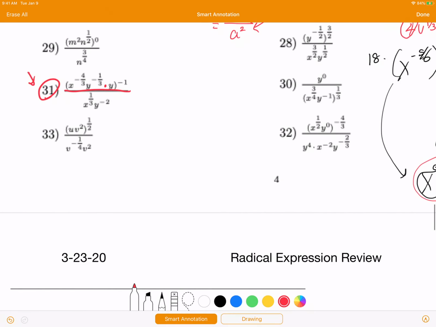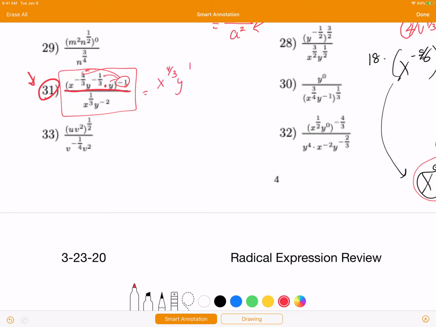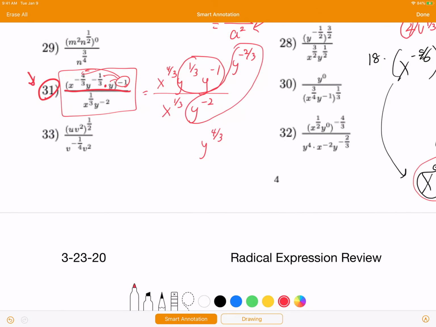Now, applying the same rule here, you can try doing this on your own, but I'm going to go through this really quickly. This negative exponent applies to all three of these, so I get x to the power of 4 over 3, y to the power of positive 4 over 3, y to the power of negative 1, over x to the power of 1 over 3, y to the power of negative 2. Then if I combine these two together, I should get y to the power of 2 over 3, because you have to add the exponents. Put these two together, and I believe you're going to get y to the power of 4 over 3, positive. Then you subtract these two and get x to the power of 3 over 3, which is simply 1. So you get x to the power of 1, y to the power of 4 over 3, and that's your final answer. Okay?